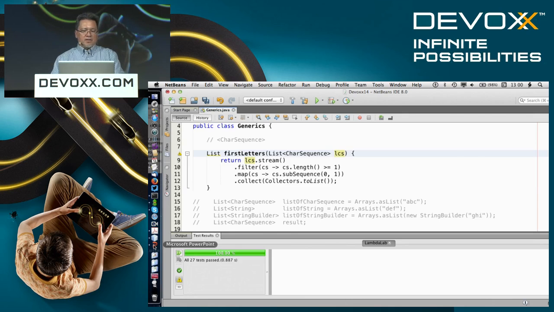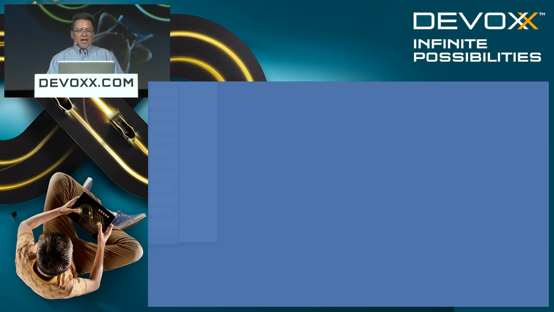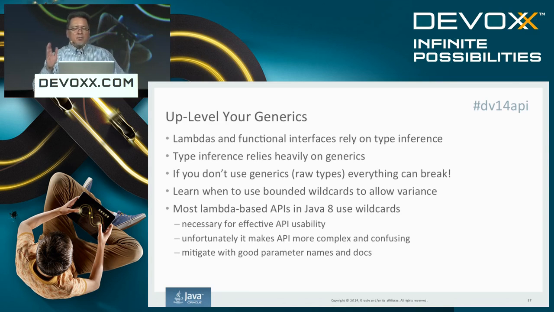All right, I have some more demos. I think I'll have to skip them at this point. But the upshot is, up your generics game, because the Java 8 APIs and the Java 8 language features really lean very, very heavily on generics. And if you're not using generics, then things are not going to work out well for you.